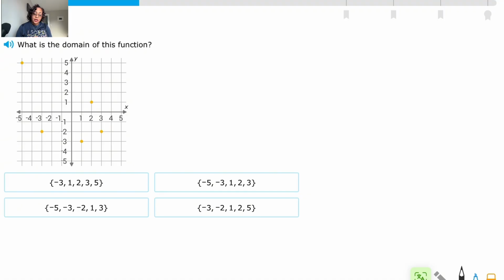So now let's look at a graph. This is what the domain and range looks like on a graph. Okay. So the domain are all of the x values. Remember, my x coordinate starts with -5. Then we go to -3. Then we go to 1. Then 2. So -5, -3, 1, 2, and 3. So that would be this one. That's what it looks like to me.